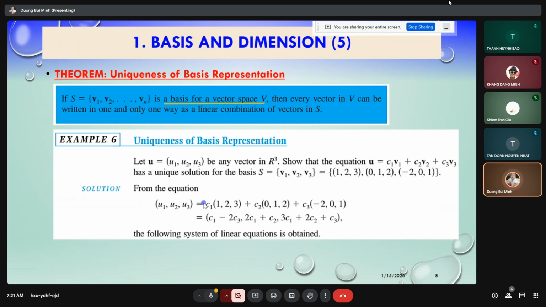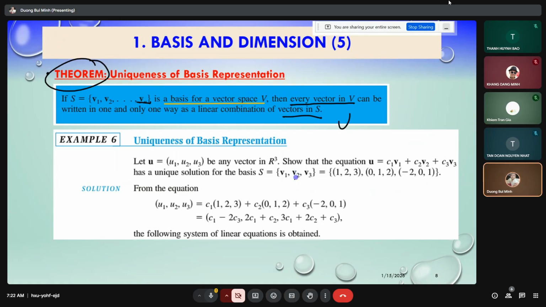So we have a theorem. Look, we have the set S containing v1, v2, up to vn, which is a basis for vector space V. Then every vector in vector space V can be written in one and only one way as a combination of vectors in S.